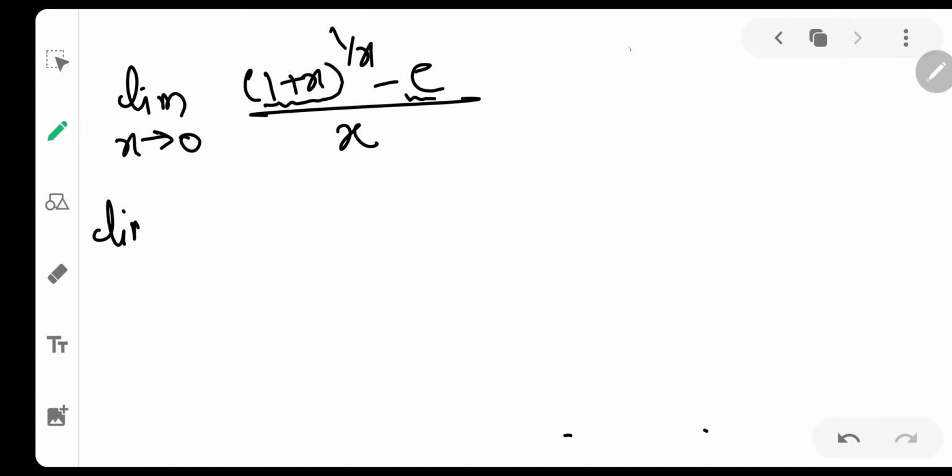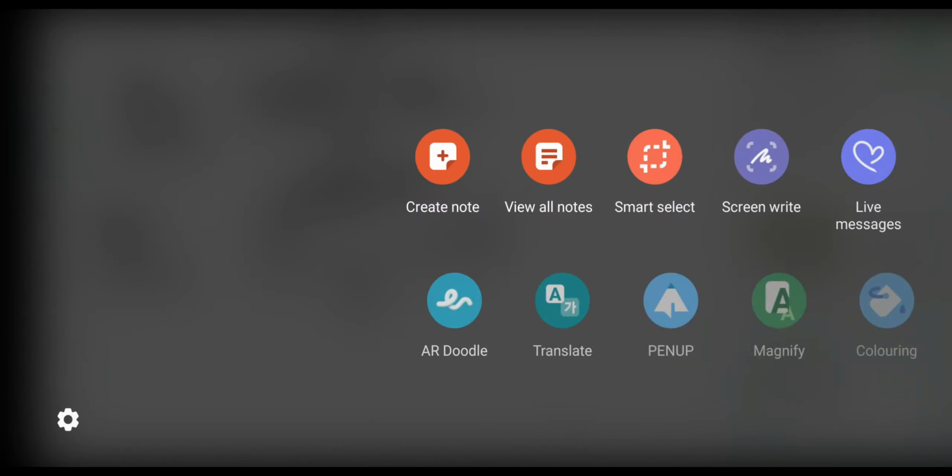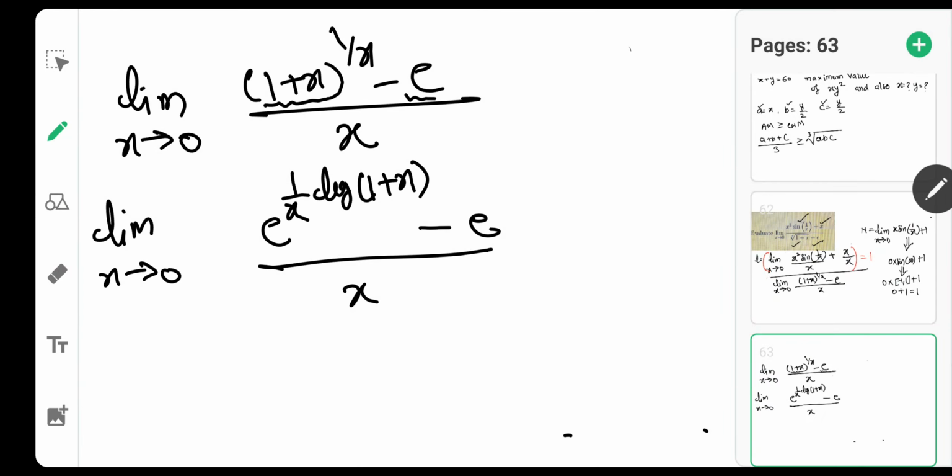So how can this be done? Let us see. I need an e raised to form. So I will write this as (e raised to 1 by x log of (1 plus x) minus e) divided by x. Now this might be very difficult for some of the people. So this transformation I am going to show. Okay, so let me add a page for that.